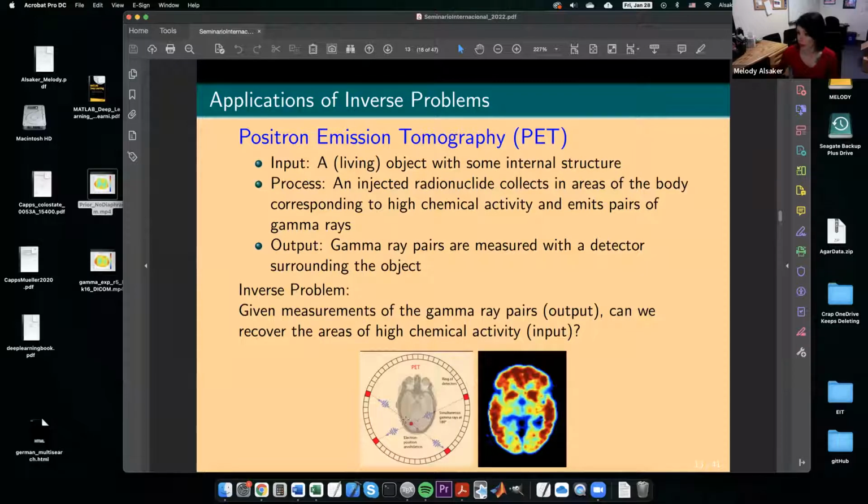So you collect all this data about these intersection points, and this is the type of image that you get from that, where the red areas are the areas of high chemical activity and the blue areas are low chemical activity. So this is a pretty cool one. The inverse problem here is, given measures of the gamma ray pairs, can we recover the areas of high chemical activity? Okay.